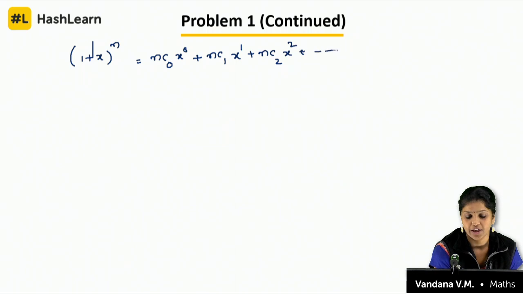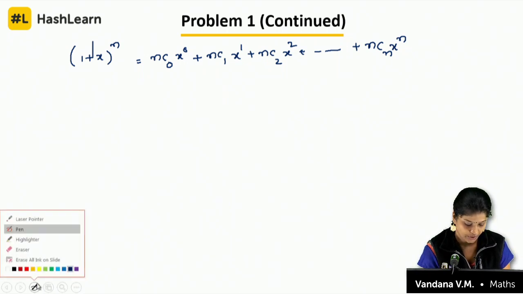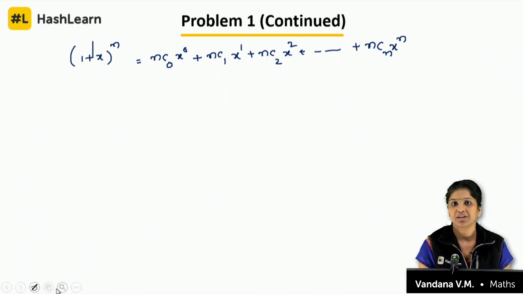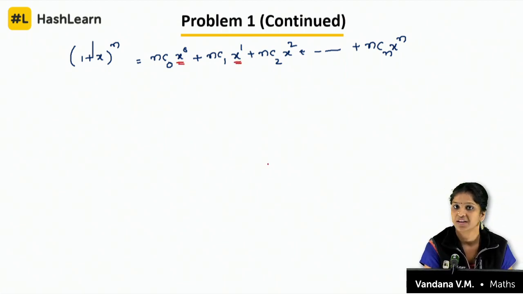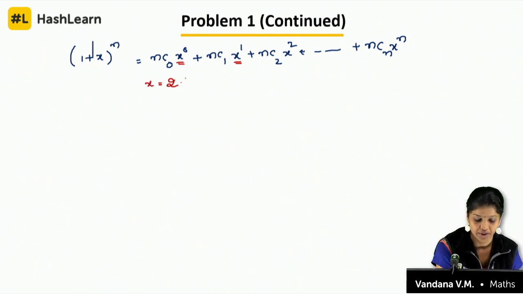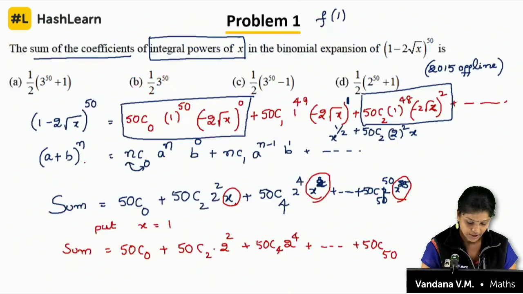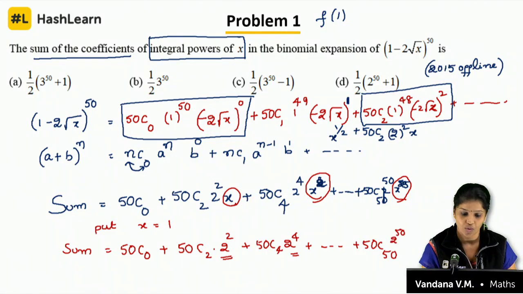nc2 x square and so on. This is the usually we will expand the binomial theorem like this, x power n. But what I want is the sum of the coefficient. Usually what I will substitute, put x is equal to 1. But that will not be useful for me. If I put x is equal to 1, that is not useful for me. Just substitute x is equal to 2, because see here I have 2 square, 2 power 4 and 2 power 50 like that terms. So, what I am going to substitute?